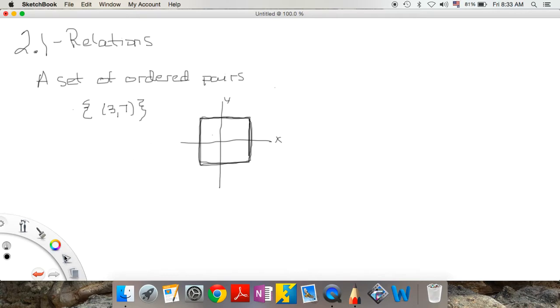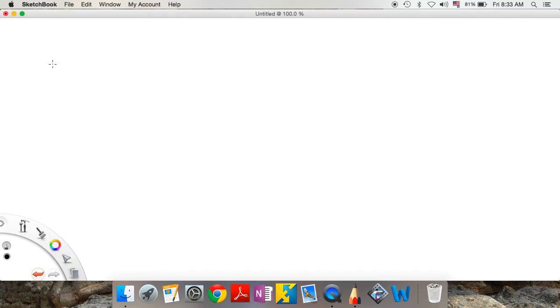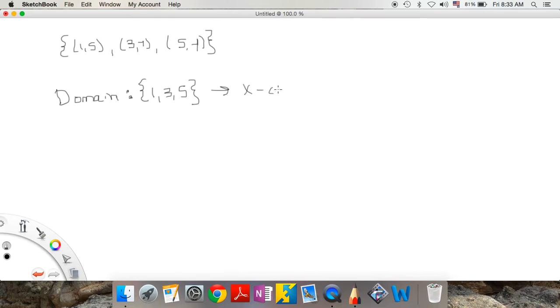Now let's look at an example of a relation. If we have this relation with three ordered pairs in it, we can know several things about it. We can know the domain. The domain is the set of x coordinates. So in this case, the domain is 1, 3, and 5.